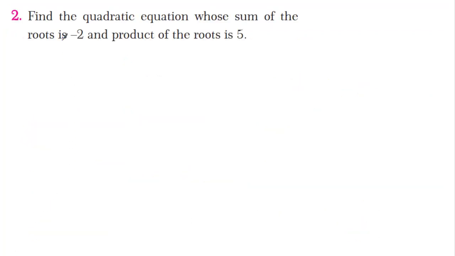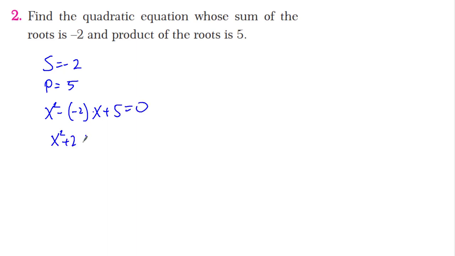The second exercise, find the quadratic equation whose sum of the roots is negative 2 and the product of the roots is 5. Here the sum is given to be negative 2 and the product is given to be 5. So just substitute: x squared minus negative 2x plus 5 is 0. x squared plus 2x plus 5 is 0.